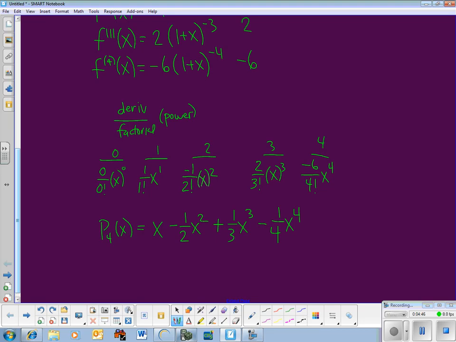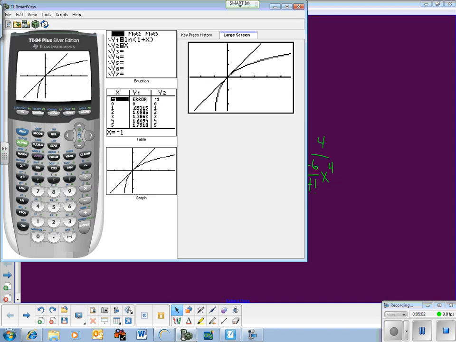So this is the fourth degree Taylor polynomial for natural log of 1 plus x, Maclaurin polynomial. So it's Taylor centered at 0. I wanted to show you just real quickly on the calculator. I'm going to graph it a term at a time. Here is the function we're dealing with, natural log of 1 plus x, and then the first degree, which would just be y equals x.